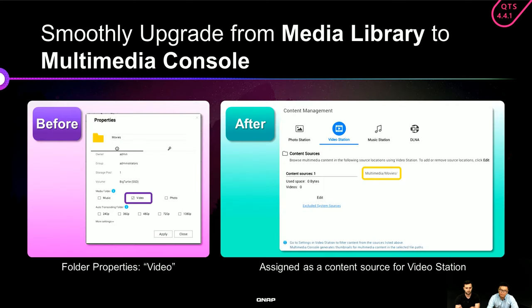So before upgrading, the folder property would be, for example, video. After the upgrade, it will be assigned as a content source for Video Station.